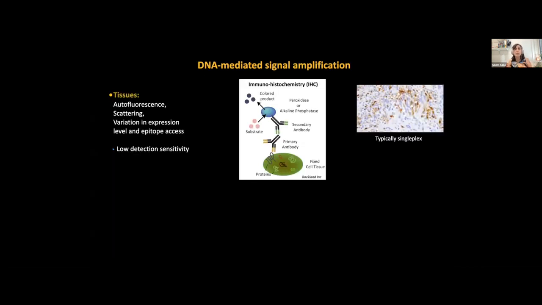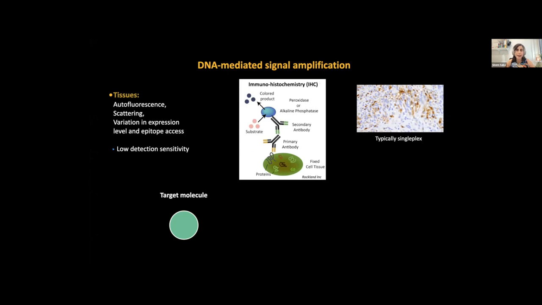However, when it comes to tissues, of course, there are other issues like autofluorescence and scattering, and the variation in expression level and epitope access could be very different. Proteins have a very broad range of distributions, from just a few copies per cell to millions of copies, and detection sensitivity is a bit of a problem. So we thought there is quite a need for DNA-mediated signal amplification, particularly to support multiplexing as well.